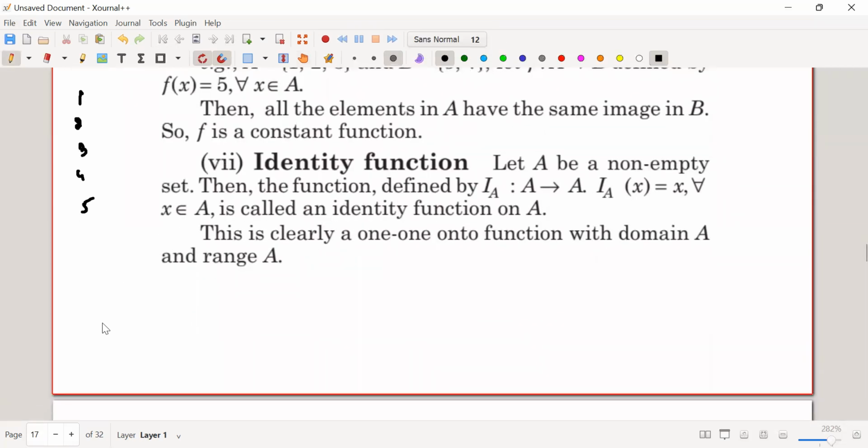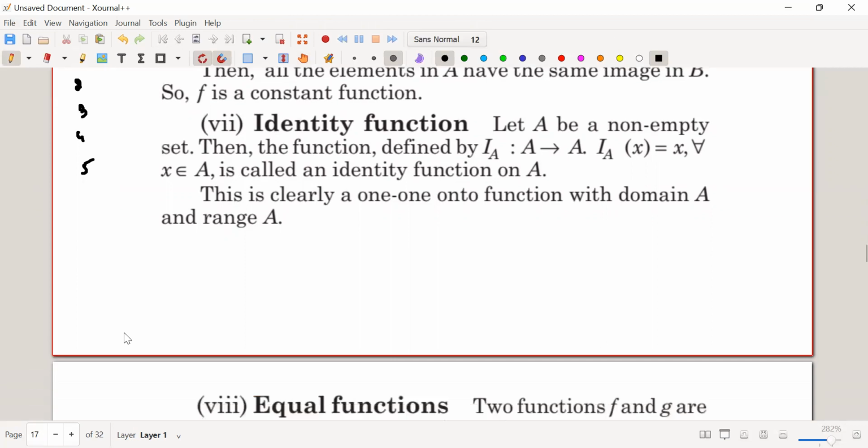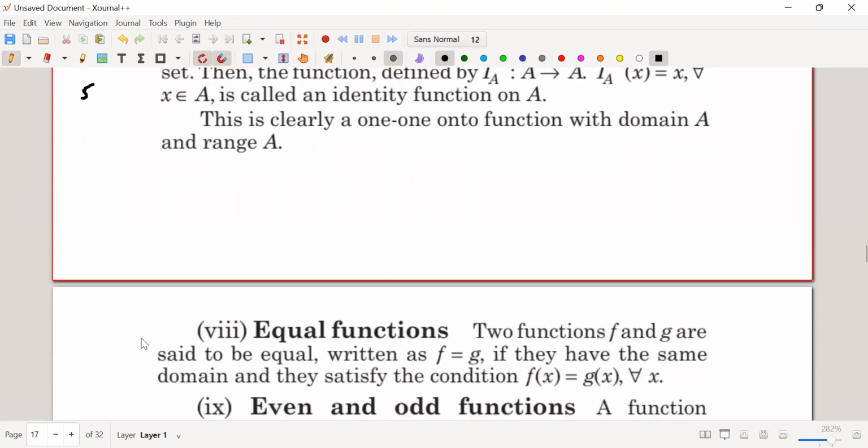Identity function. f of x equal to x. Good, everything maps to the same value.